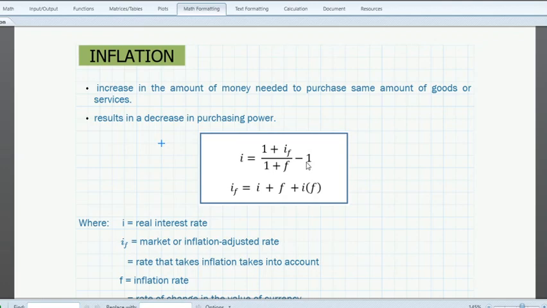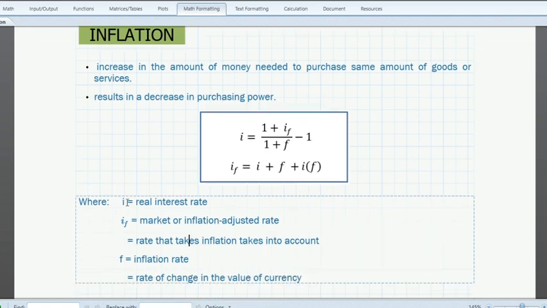How about if you want to solve for the value of the market or inflation adjusted rate? You have i_f equals i plus f plus i times f. Okay, so dalawa lang naman silang formula that you need to remember para sa inflation natin. So, written here below kung ano ba yung mga tawag sa mga letters na nasa formula.